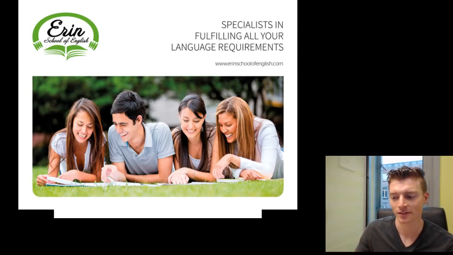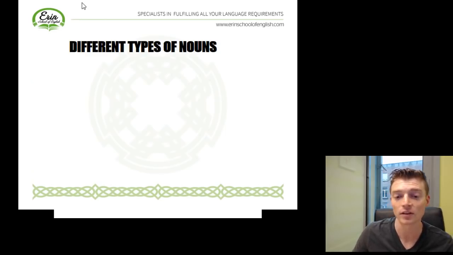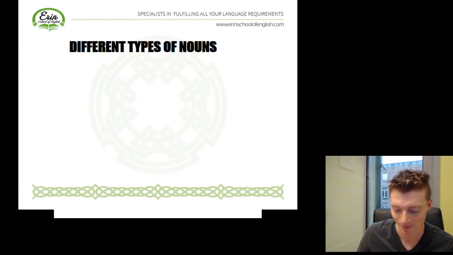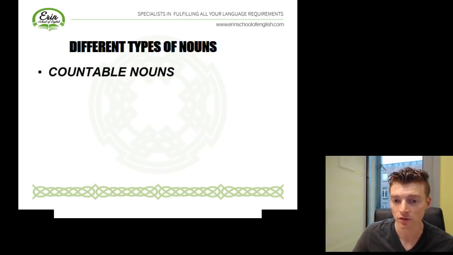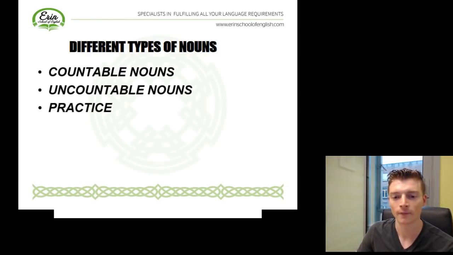Now in this class we are going to look at the different types of nouns in English. Now of course a noun is a naming word. It can be a place, a thing, a person, any object. So we're going to look at countable nouns. We're also going to look at uncountable nouns, and we're going to do a little bit of practice together. So let's go.